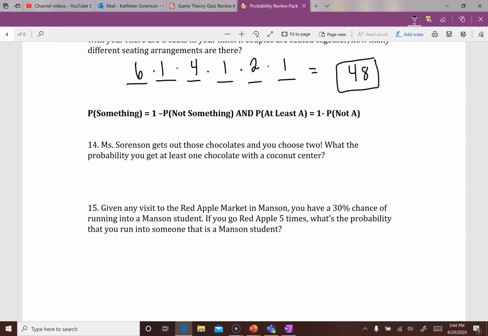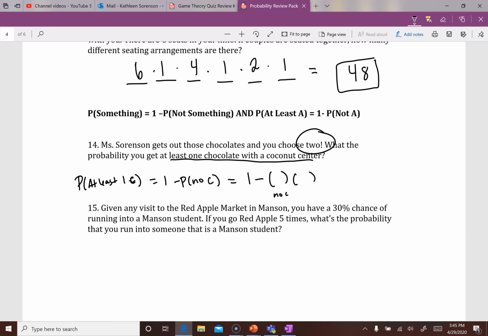All right, here we go. Miss Sorensen gets out those chocolates and you choose 2. What's the probability that you get at least 1 chocolate with a coconut? So you're choosing 2 and you're trying to get at least 1 with coconut. So the probability of at least 1 coconut is equal to 1 minus the probability of no coconut, which is equal to 1 minus no coconut and then a no coconut, right? Because you're picking 2 times.